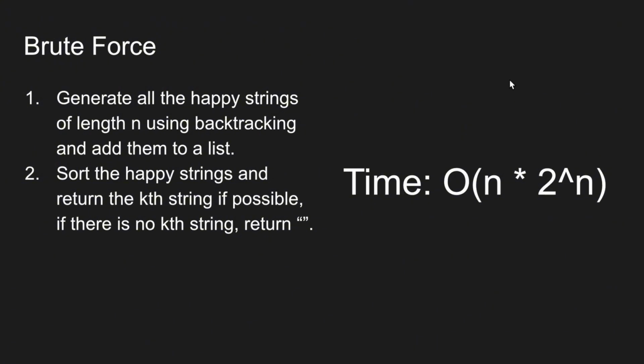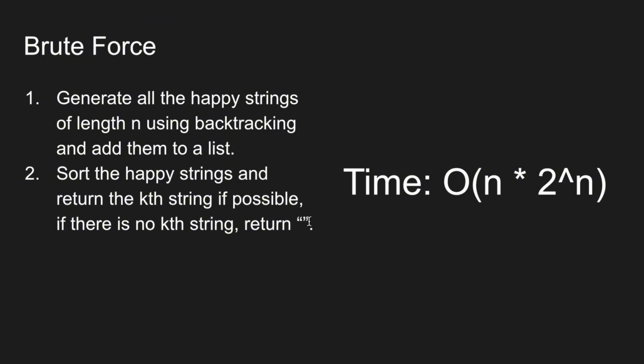So the brute force way that we can solve this problem is we can generate all the happy strings of length n using backtracking, and we will add them to a list. Now we will sort that list of happy strings, and then we will return the kth string if possible. And if there is no kth string, then we just return an empty string.